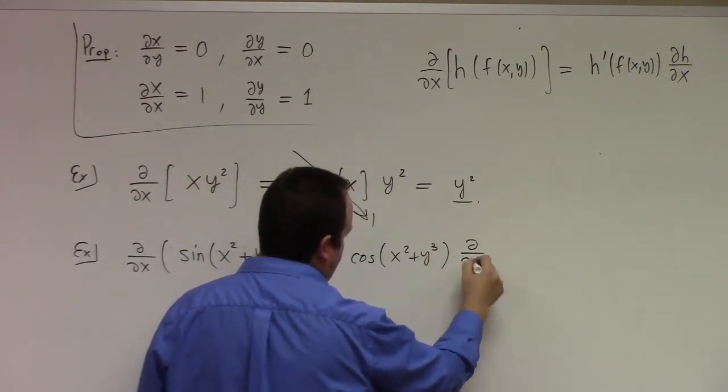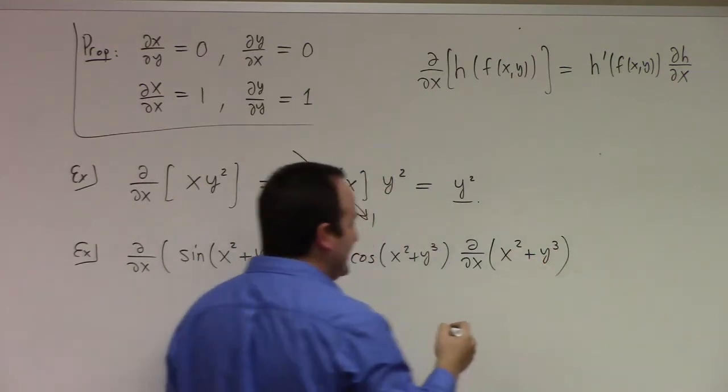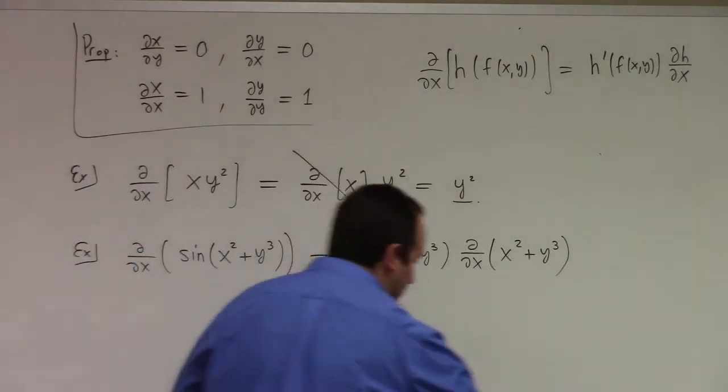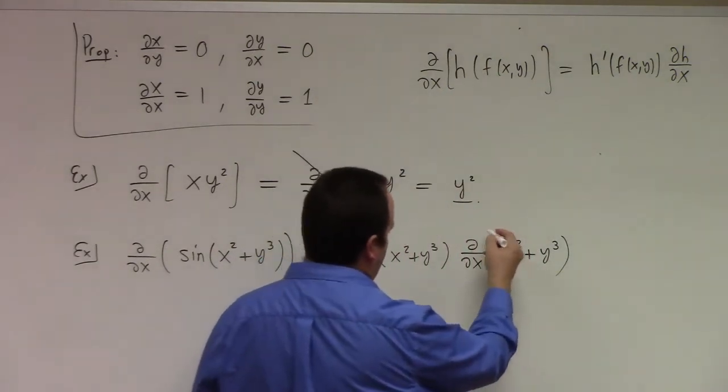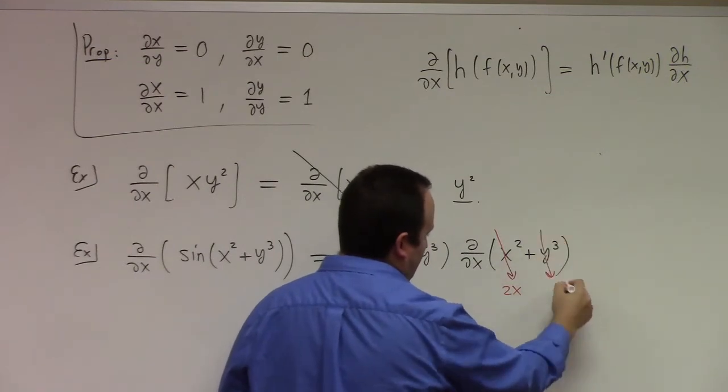Times partial x of the inside function, which is x squared plus y. Yeah, it is 2x, but I got to write out my work. Indeed, this is work that I hope to soon stop writing. Certainly by the time you leave this course, I hope that you don't need to write all these intermediate steps. That's true. But for now, we're learning, so let's try to take it as slow as I can. So this is 2x, and that's constant, so it's 0.